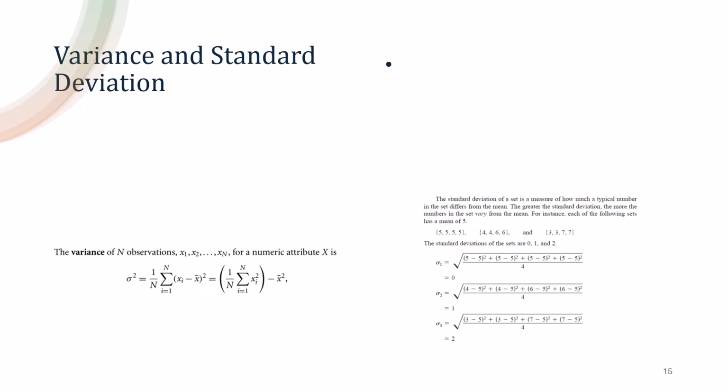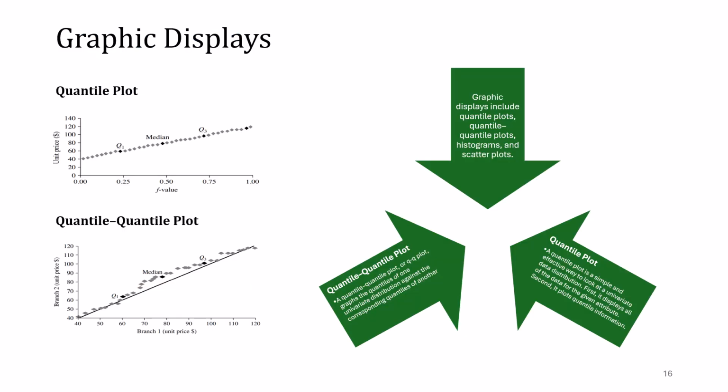A set of n observations x1, x2 up to xn for a numeric attribute x is shown on the screen. The standard deviation of a set is a measure of how much a typical value in the set differs from the mean. That is also shown on the screen. Graphic displays include quantile plots, histograms, and scatter plots.